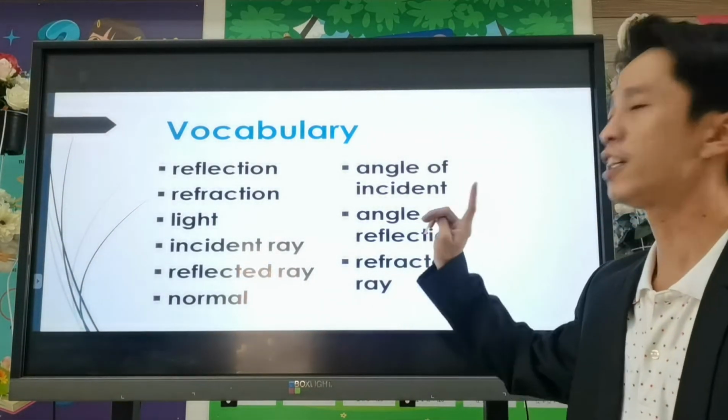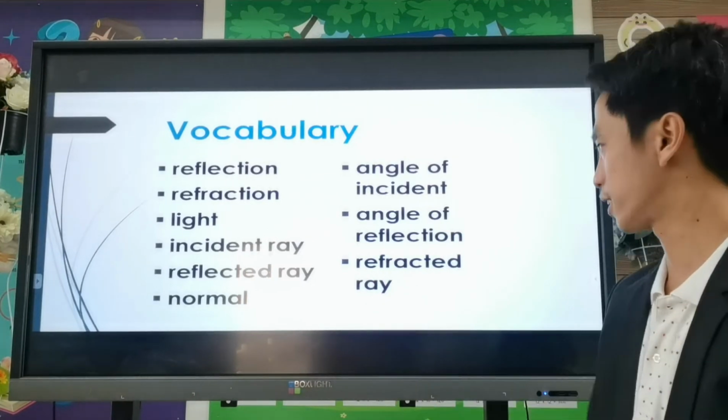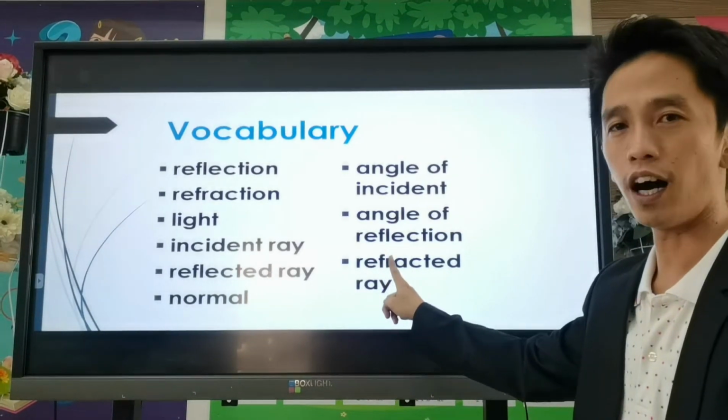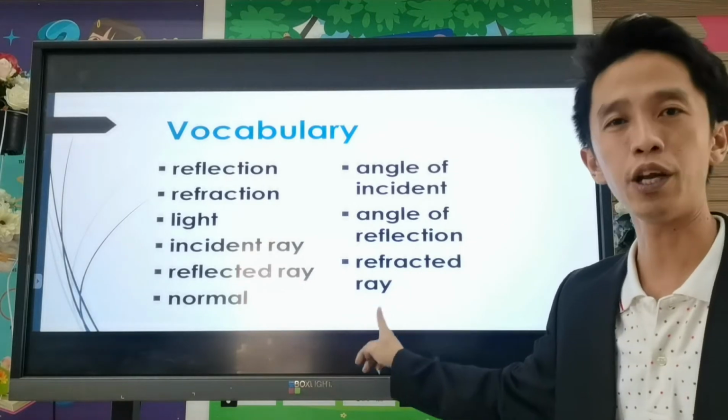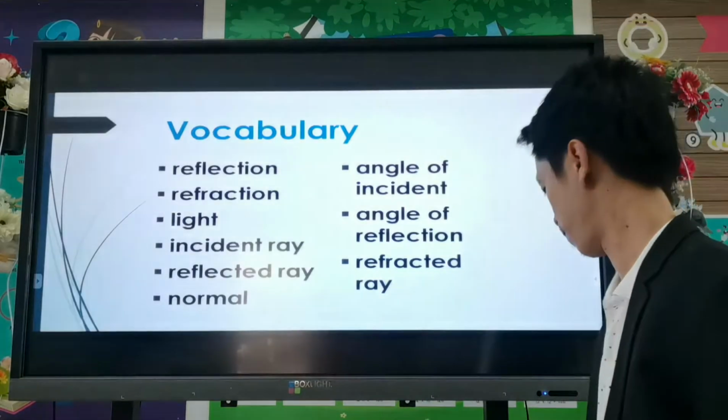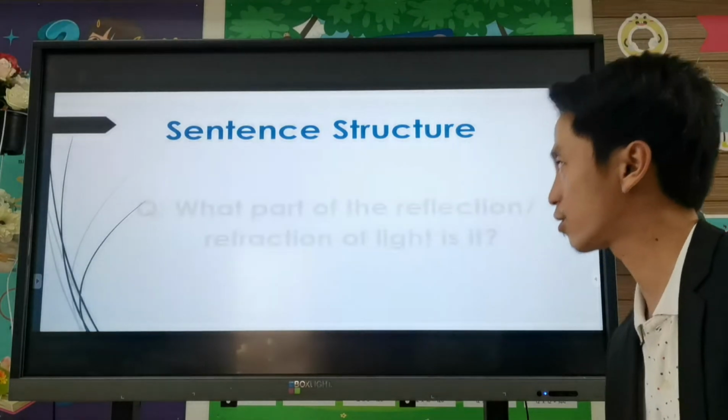Okay, last, refracted ray. Again, refracted ray. Okay, let's spell REFRACTED. Refracted ray.